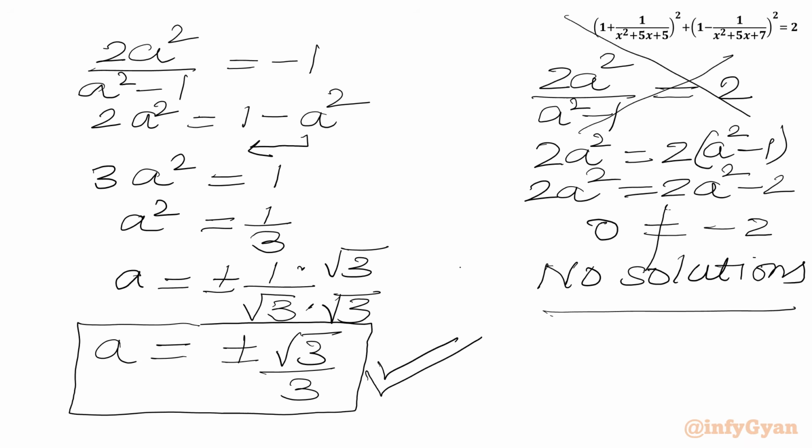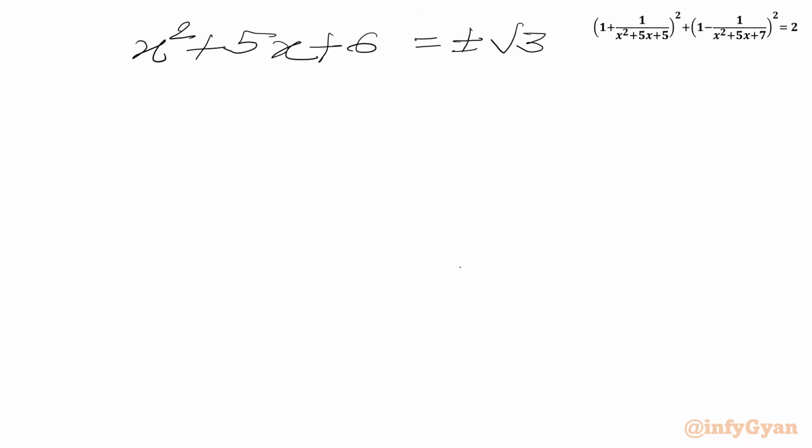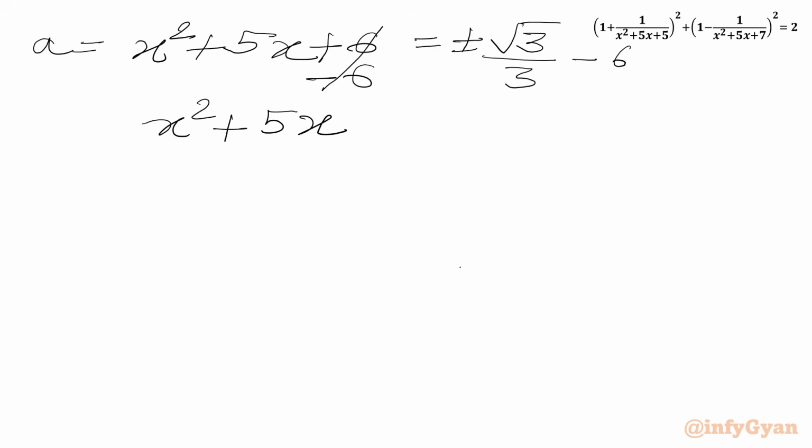Now a is our substitution, x square plus 5x plus 6. Let me write here x square plus 5x plus 6 equal to plus minus square root 3 over 3. This is our a. Now we will subtract 6 from both the sides. So plus and minus 6 will get over. We will write x square plus 5x, this will be equal to, we'll take LCM over here, so we can write minus 18 plus minus square root 3 over 3.